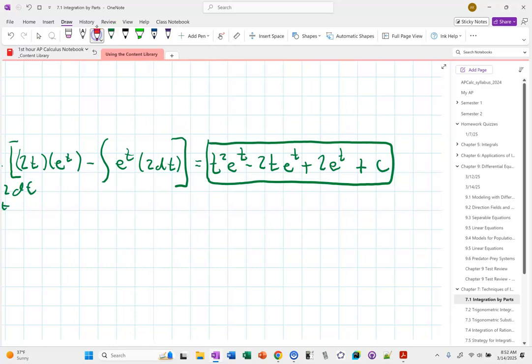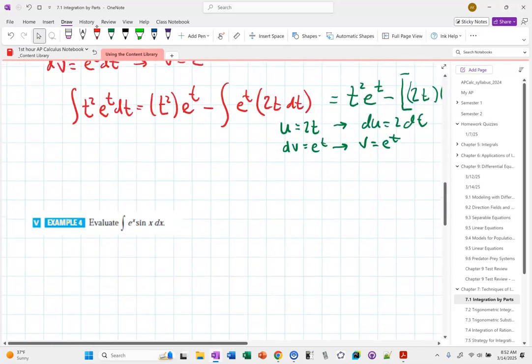Does that happen a lot, you think, where you have to do 2 successive by parts? Not usually, right? The place where I would be on the lookout for having to do multiple integration by parts is when you have a polynomial times an exponential. Oftentimes, the degree of the polynomial will tell you how many integration by parts you'll have to do. This is a degree 2, so I needed 2 integration by parts. All right.